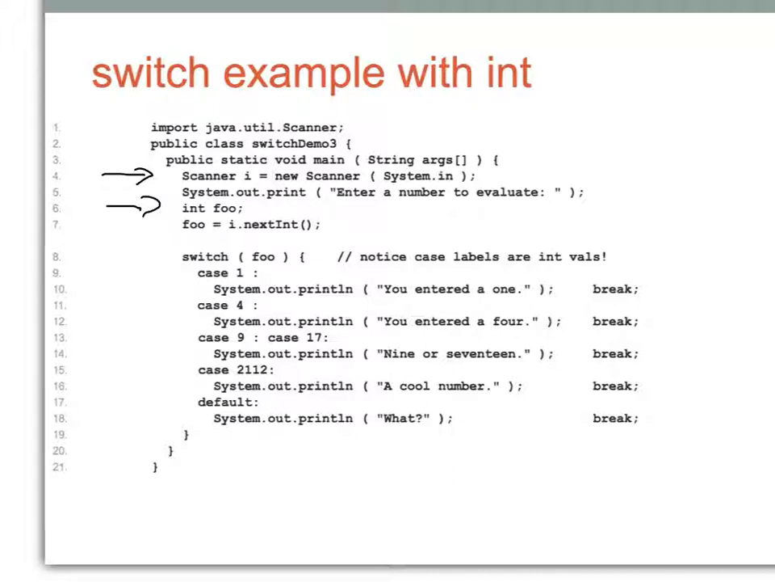In line 8, they're feeding the foo variable into the switch statement so that they can compare it amongst the cases. If the person entered 1, then the system would print out you entered a 1. If you type in a 4, the system would print out you entered a 4. If the person typed either the number 9 or the number 17, it would print out 9 or 17. If the user entered 2112, then the computer would print out a cool number.